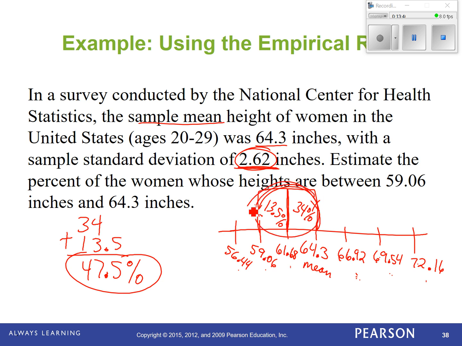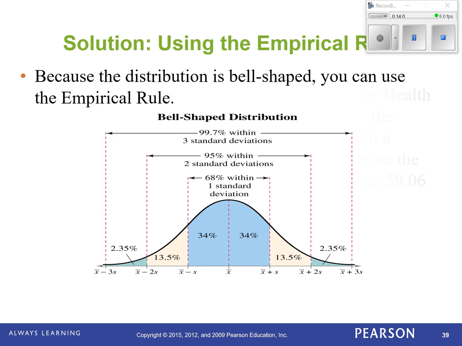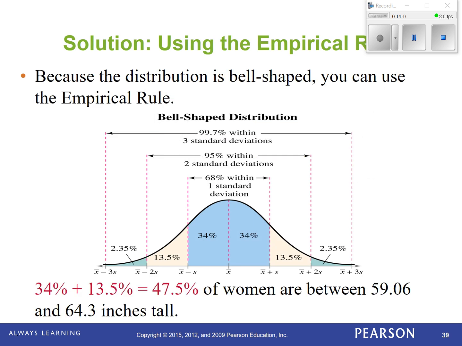So just a little below 50% of all women in America should fall within that height range, 59.06 to 64.3. We could go around and ask the young ladies how tall they are and see if that about fits it. Our class isn't really big enough to get a real good sample, but that's about what it should be, about 47.5%. So here's just a little better drawing of it. Again, we're looking at this one and this one. That's where they wanted to go from this point to that point. All the women fall in there.